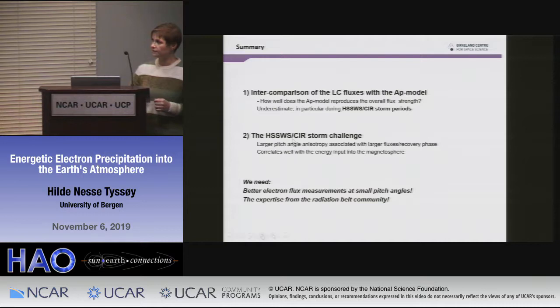And I also think, now that the Van Allen Probes era has come to an end, maybe we can get some of the expertise in the radiation belt also into the EEP, because I think they have a lot to contribute in terms of understanding the nature of these particle precipitation, what's being lost.